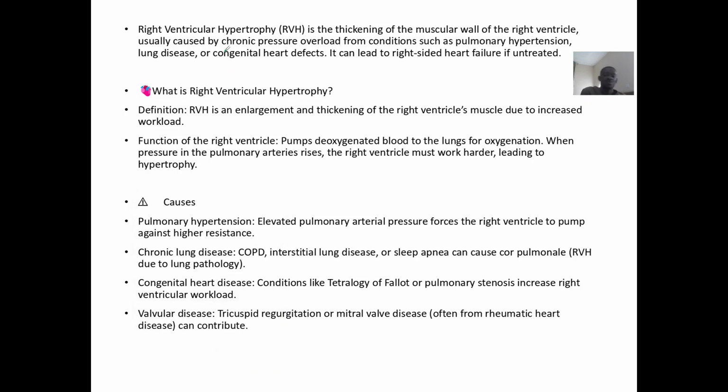Pressure being too much or blood volume being too much. Those are just usually the two causes. So what's the function of the right ventricle before we start talking about these abnormalities? It pumps the oxygenated blood to the lungs so that the blood gets oxygenated.